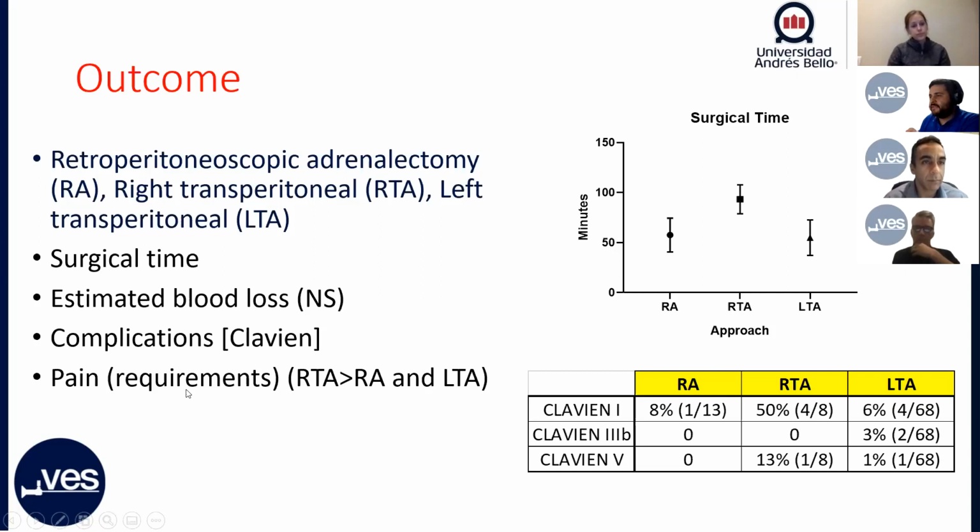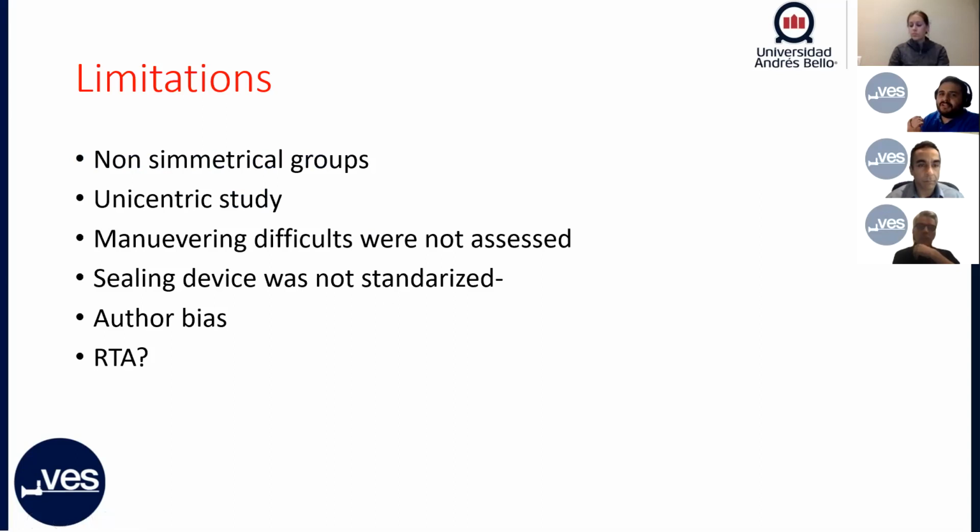We use the Clavien system, which is very handy for classifying your complications. What are the limitations of this? Well, these results came from an attempt at a clinical trial, so the cohorts are not symmetrical. That's why we need more cases to draw general recommendations. We don't assess maneuvering difficulties, such as measuring the number of movements per surgery or something like that. And some things are still not well standardized, such as the sealing device we used.